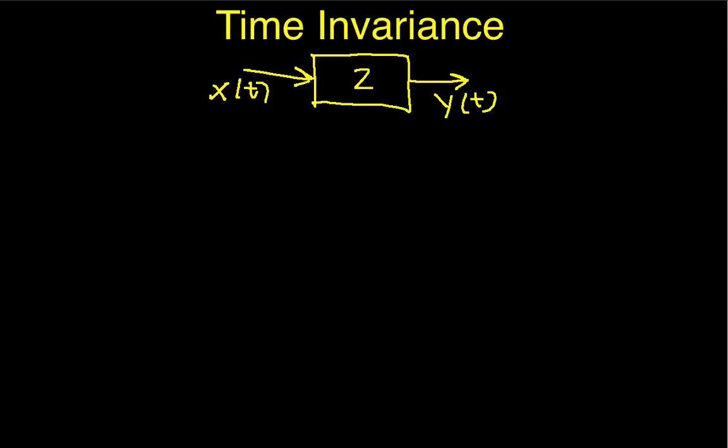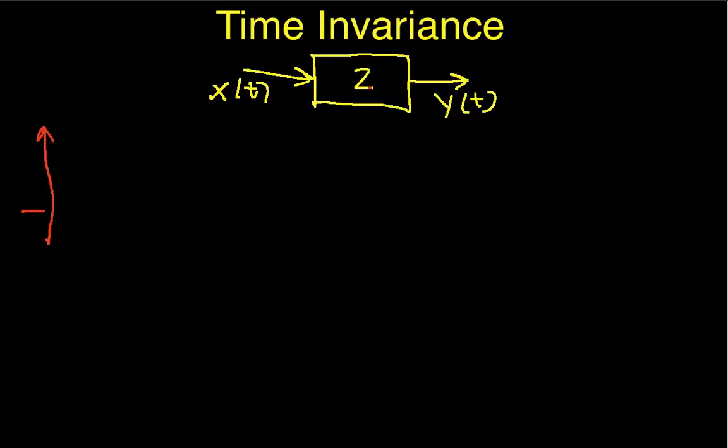Okay, so we're going to do a thought experiment where we put a signal into the system and get the signal out, and then we put the signal into the system after a delay and get the signal out. And we're going to see if the output to the delayed input is equal to the delayed output of the non-delayed input. That sentence was probably kind of ugly, but it'll hopefully make better sense in just a minute.